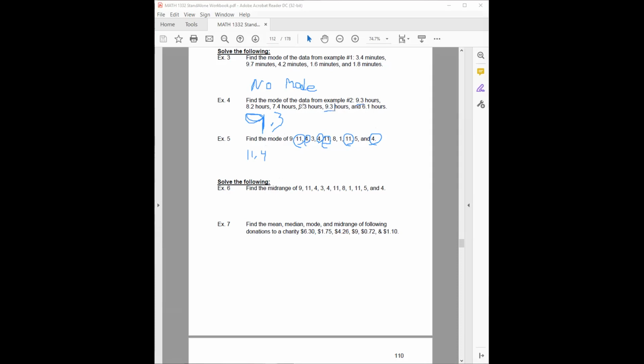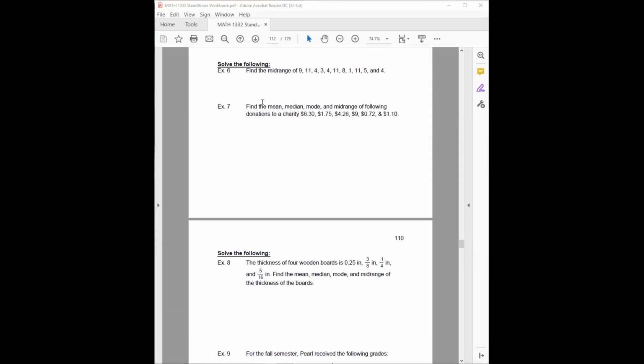So example 6, find the mid-range. Here it says find the mean, median, and mode. So the first two are done by the calculator. Mode we got to do ourselves. Do you see anything that repeats for the mode? Okay. Yeah, it looks like there's no mode. Mean and median, you just plug these into the calculator and you should get the answer.